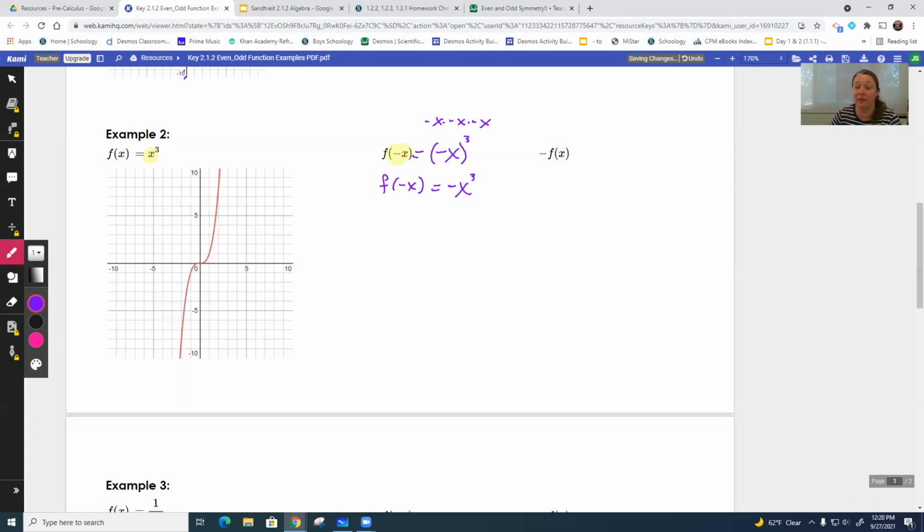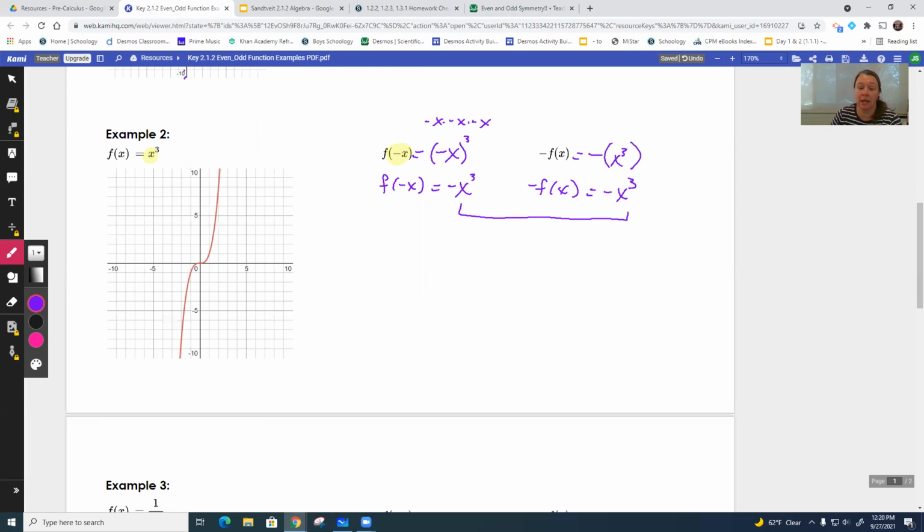Okay, the opposite of f of x means I'm going to start with the opposite of whatever my f of x rule is, which is x cubed. So the opposite of f of x is negative x cubed. See how these are the same thing.